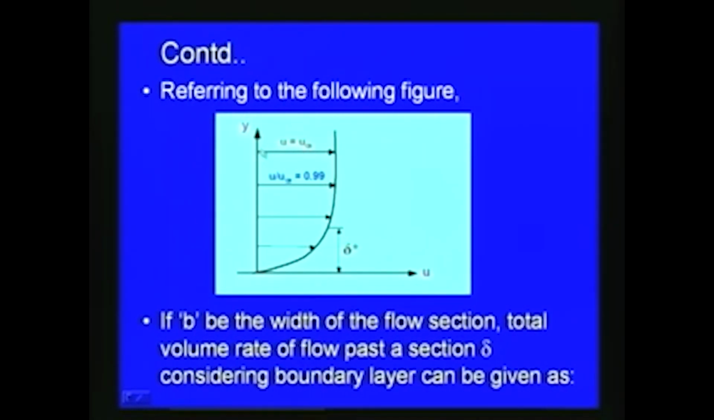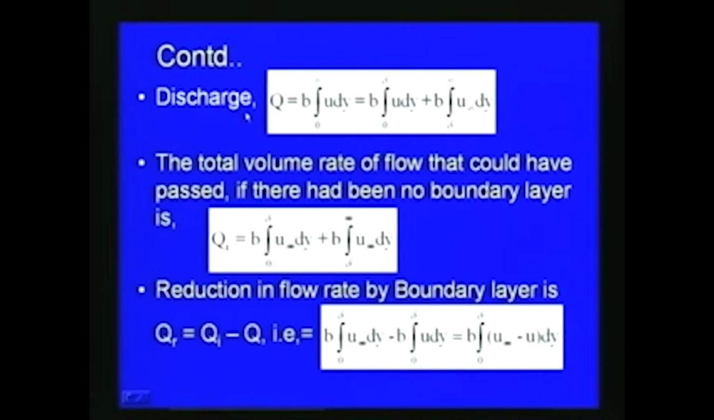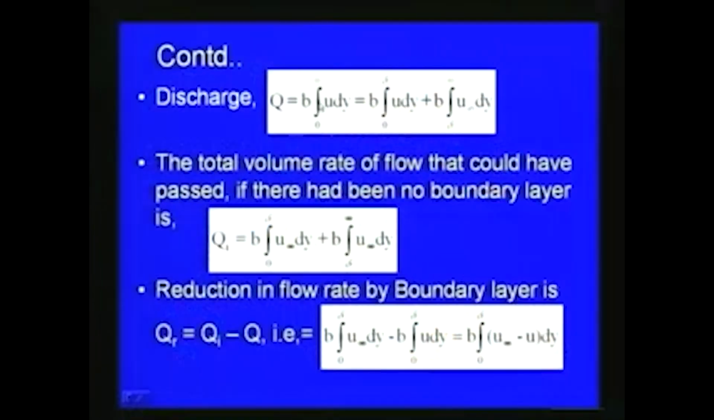If b is the width of the flow section and we consider the total volume rate of flow past a section, with delta as the boundary layer thickness, then with respect to this figure we can write the discharge as q equal to b into integral 0 to infinity u dy. We can write this as b into integral 0 to delta u dy plus b into integral delta to infinity u infinity dy. This will be the discharge over the flat plate.